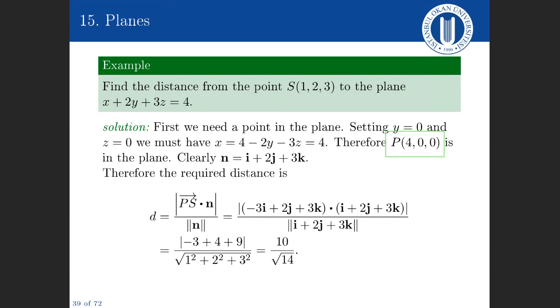We could choose one of many other points. For example, let's suppose we chose that x and z should be 0. There we have no x and no z in the equation. We would end up with 2y equal to 4, or y equal to 2. If we wanted to, we could choose the point 0, 2, 0.